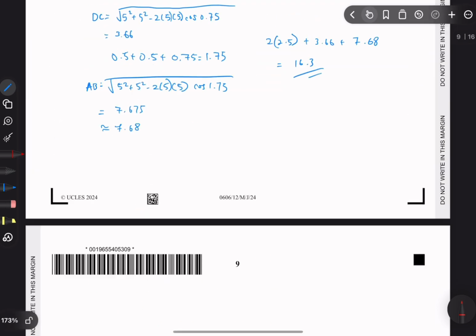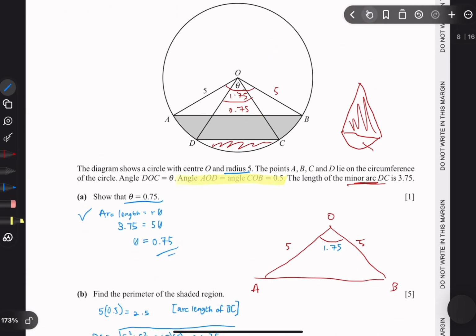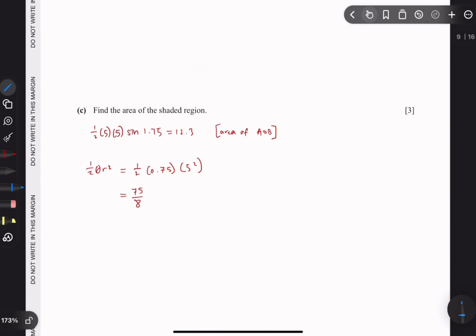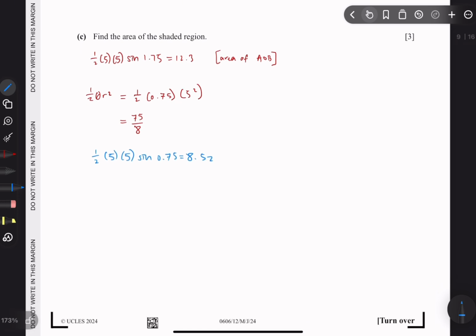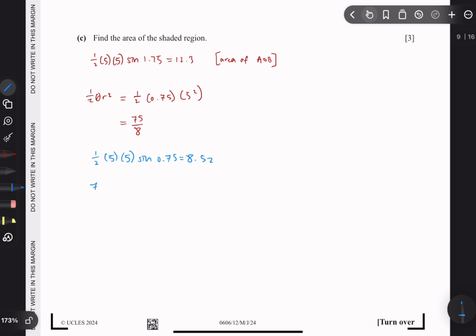And now we can find the area of this triangle part. So we can use half ab sine C again. And now we just take the sector minus the triangle. And this is the area of the small segment.